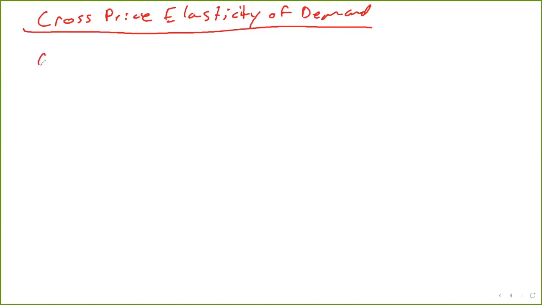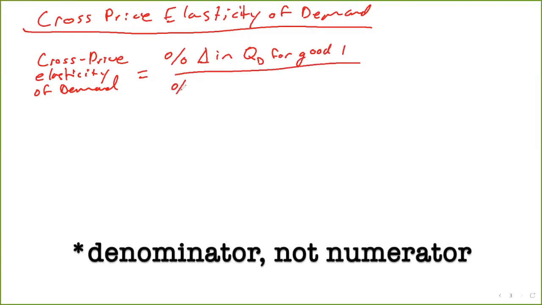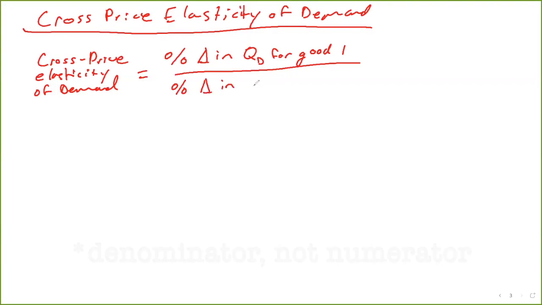So looking at cross-price elasticity, our formula is similar to price elasticity of demand, but in the case of cross prices, we need to specify which good we're talking about. So in the numerator, we have the percent change in quantity demanded for our first good, good 1. But in the denominator, we're looking at the change in price of a different good, so we specify good 2.